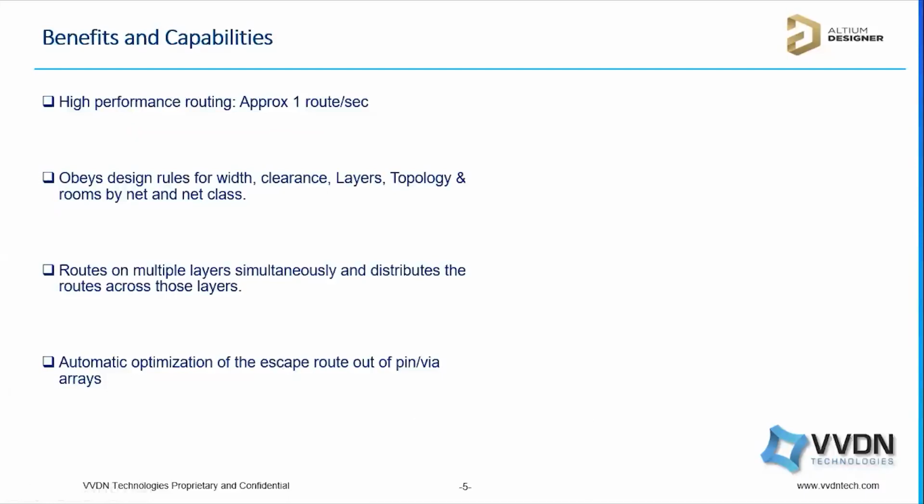The key ActiveRoute features that make this approach significantly better than a combination of regular interactive routing and auto routing include: high-speed routing, approximately 1 route per second. ActiveRoute obeys design rules for width, clearance, layers, topology, and rooms by net and net classes. It routes on multiple layers simultaneously and distributes the routes across those layers. Automatic optimization of the escape route out of pin via arrays. Route guide allows the designer to place routes directly.